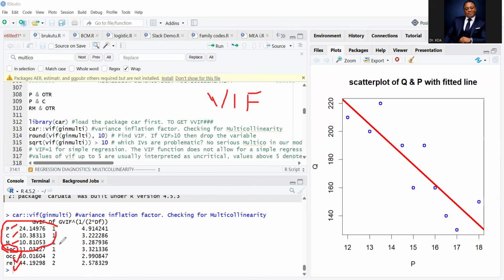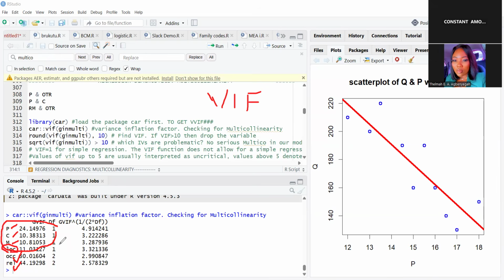Which one is the least problematic? If you check carefully, this one you must have an eye. Tell me. The 10.38. Which variable is the least problematic? The C, that's it.